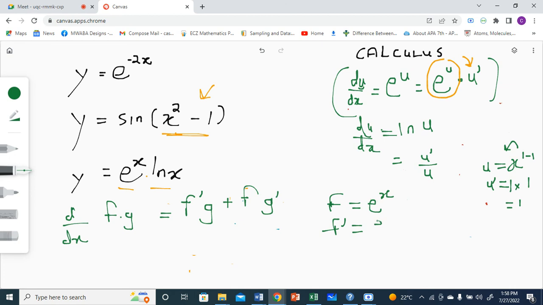So the derivative of e to the power x is going to equal e to the power x times 1, because the derivative of x is 1. So f prime equals e to the power x. Any queries on that one? Was I too fast? Maybe I go slower. Are we okay with that? Just come again, sir.